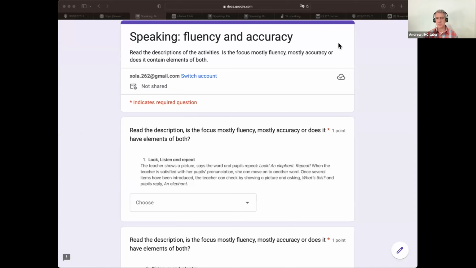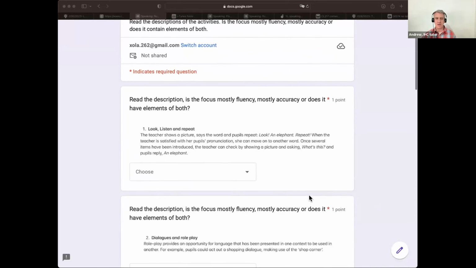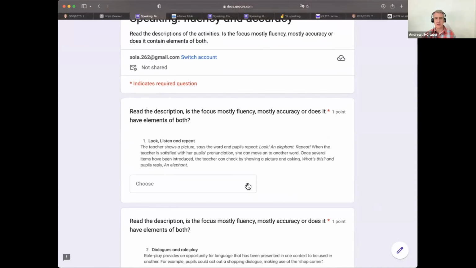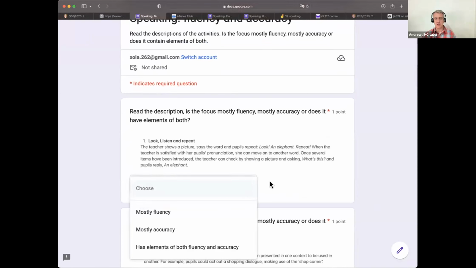So save those definitions because you'll find them useful for this Google Forms activity. You can see it on the screen. Here's the link. Please click on the link. And a few minutes left to have a go at that. You've got to choose whether the activity is focused mostly on accuracy, mostly on fluency, or has elements of both.